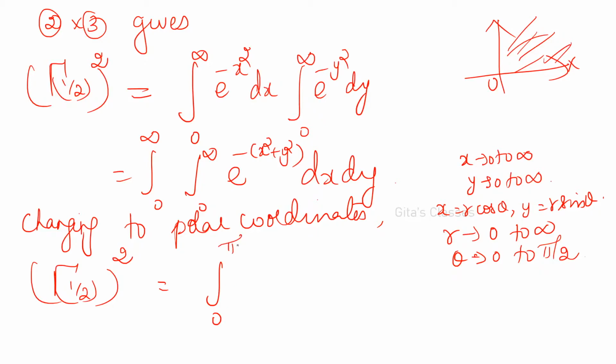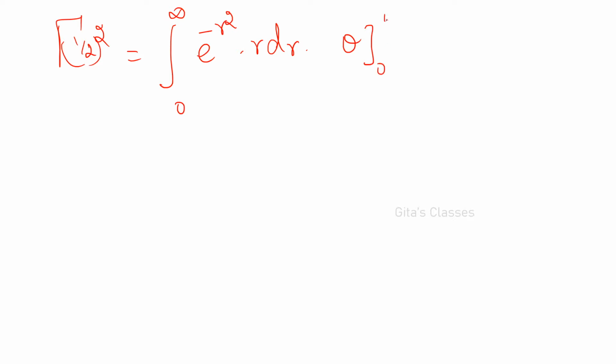So integral 0 to pi by 2, integral 0 to infinity e power minus of (x squared plus y squared). What is x squared plus y squared? It is r squared, into what is dx dy? r dr d theta. So d theta I can evaluate first. So gamma of 1 by 2 the whole squared is equal to integral 0 to infinity e power minus r squared into r dr into theta from 0 to pi by 2.